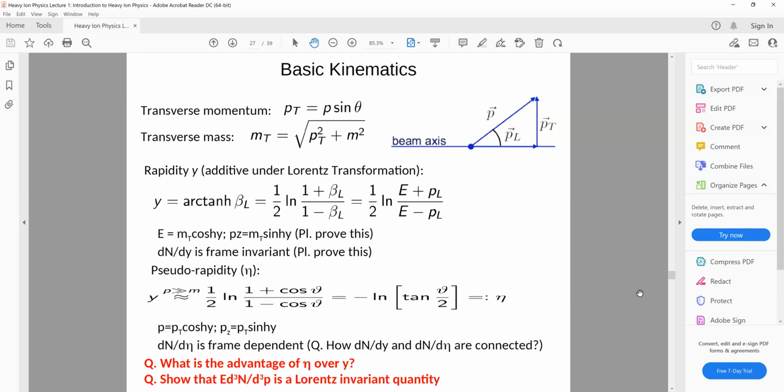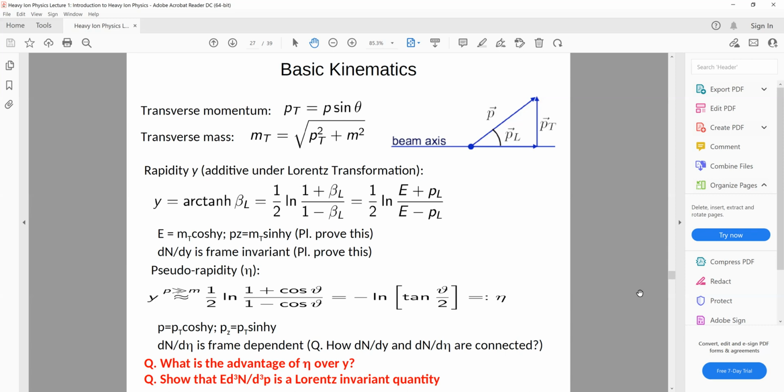But why is y frame a constant? Because beta frame is constant. The velocity of the frame is constant. Hence, the frame rapidity will be constant, which means dy frame will be 0. Which basically tells you dy lab equals dy center of mass. So the number of particles should be a Lorentz-invariant quantity. It should not change from frame to frame, right? So ultimately one can show that dN/dy is frame invariant.